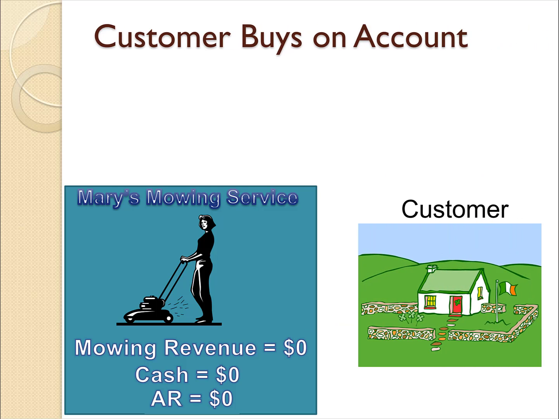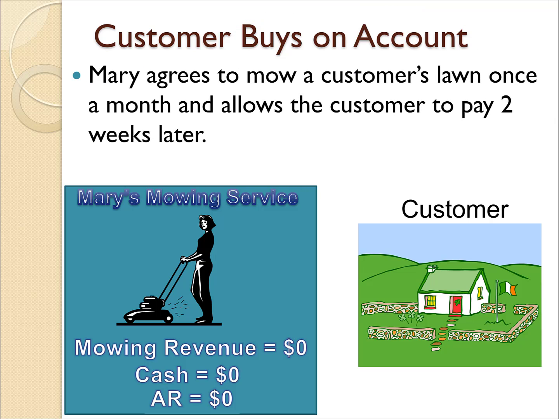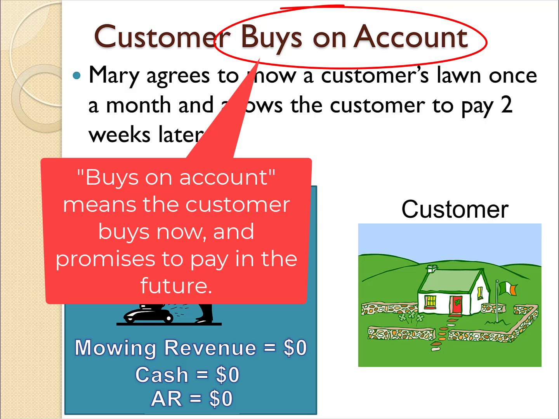Mary now has a customer, and her customer buys on account. So we got to learn what buys on account means. Mary agrees to mow a customer's lawn once a month and allows the customer to pay 2 weeks later. So whenever you see this term buys on account, that means the customer is promising to pay later.